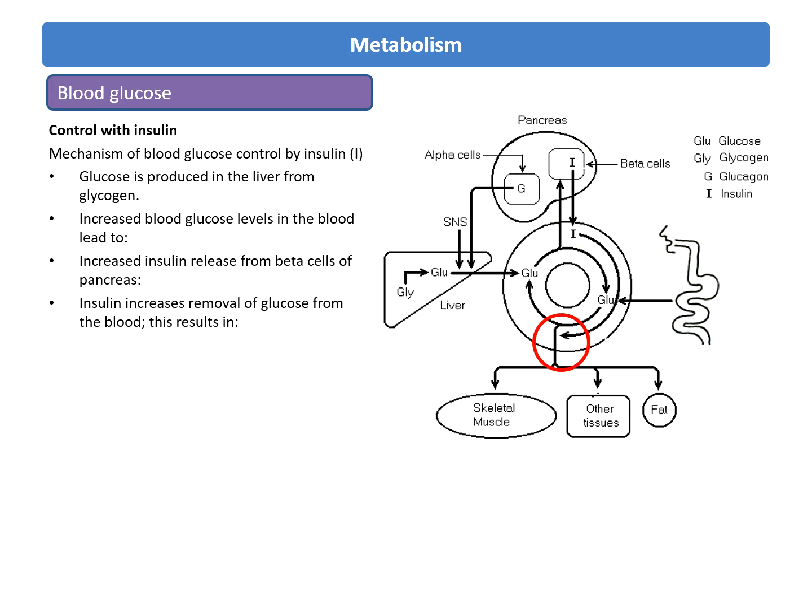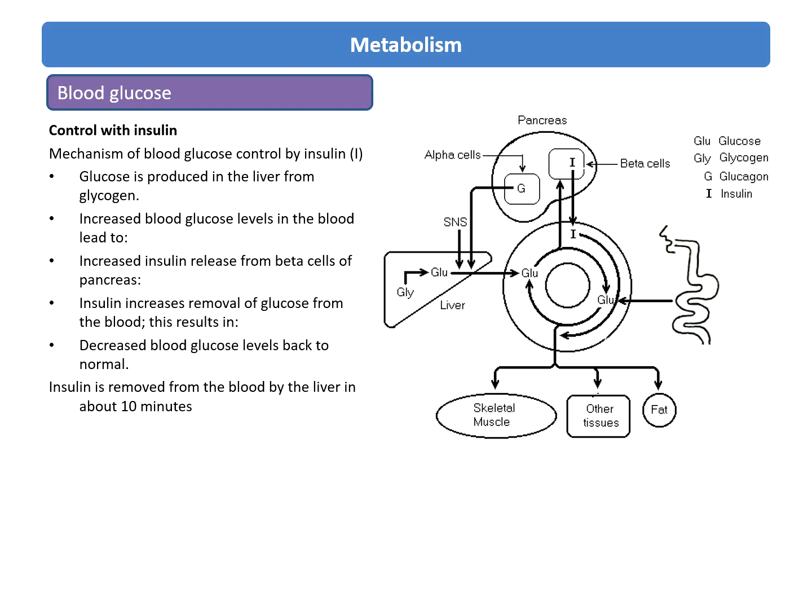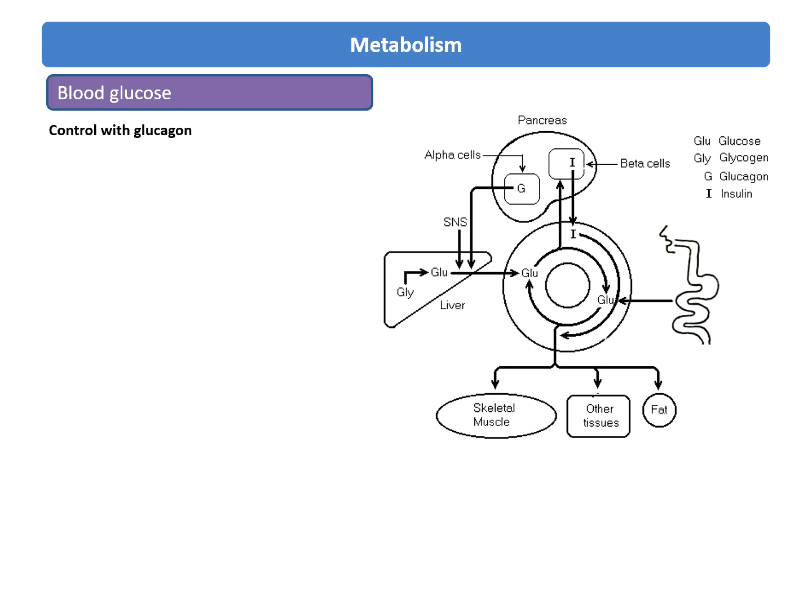Insulin increases removal of glucose from the blood. This results in decreased blood glucose levels back to normal. Insulin is removed from the blood by the liver in about 10 minutes. Decreased blood glucose would have the opposite effect. We'll return to the role of insulin shortly, as it's quite a bit more complex.